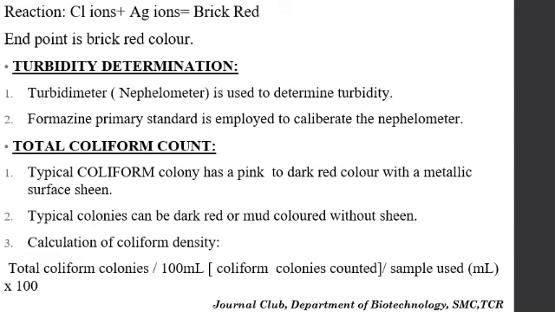Then total coliform count. The typical coliform colony has a pink to dark red color with a metallic surface sheen. The sheen area may vary in size from a small pinhead to complete coverage of the colony surface. Typical colonies can be dark red or nucleated without sheen. Calculation of the coliform density is as follows. That is, total coliform colonies per 100 ml equals coliform colonies counted divided by the sample used in ml, multiplied by 100.